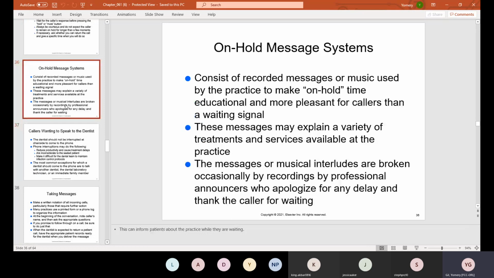On-hold message systems consist of recorded messages or music used by the practice to make on-hold time educational and more pleasant for callers than a waiting signal. So sometimes you'll hear music, or sometimes you'll hear some type of advertisement about the practice itself. These messages may explain a variety of treatments and services available at the practice. The messages or musical interludes are broken occasionally by recordings by professional announcers who apologize for any delay and thank the caller for waiting.